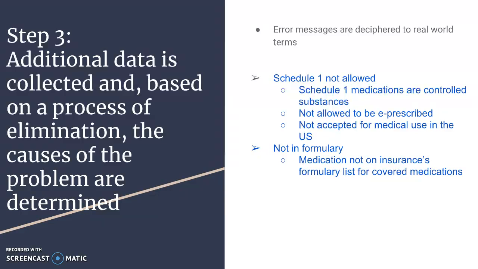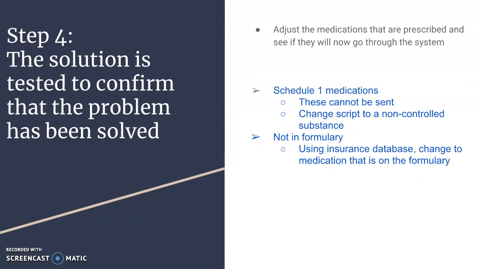The second problem that we're seeing is that the medication is not in the formulary. Formulary is usually a term that is used by insurance companies to determine what types of medications are covered under their plan that are within a reasonable rate. So most likely the medication the doctor had been prescribing is not on this insurance's formulary list for covered medications, and thus that is the reason it is getting denied by the pharmacy.